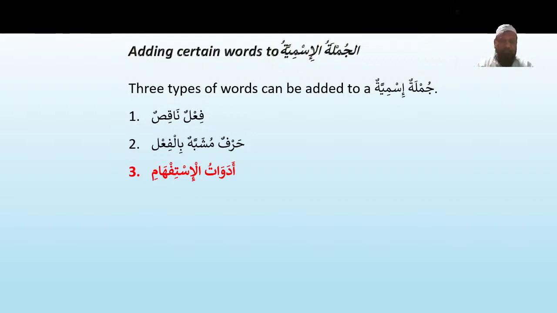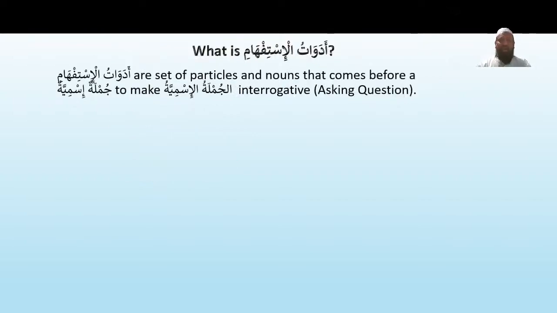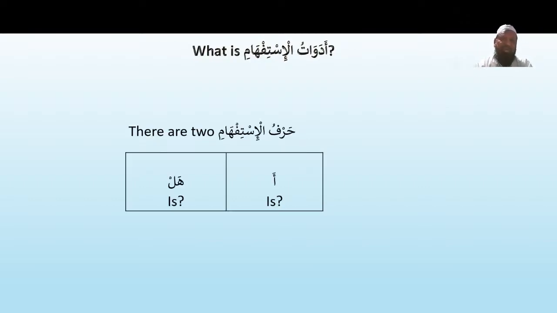Okay, let's move on. What is adawatul istifham? Adawatul istifham are a set of particles and nouns that come before a jumla ismiya to make al-jumlatul ismiya interrogative. There are a set of particles, which is huruf, and a set of nouns, which is asma, to make the jumla ismiya interrogative, asking a question. There are two harful istifham. We use one of these two huruf to ask a question.